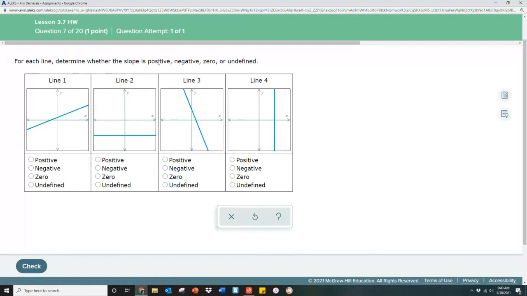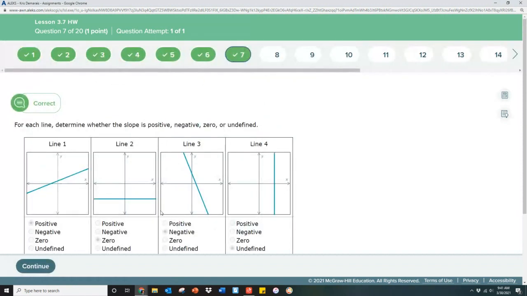Now for determining whether the slope is positive, negative, 0, or undefined, you read graphs from left to right. So reading this graph from left to right, it is going up as though we're going up a hill. So that's positive slope. When it's a flat line, it's 0 slope. And from left to right, when it's going down, it's negative slope. And then when it's vertical, it's undefined. So those are the 4 different ways you can have a line.